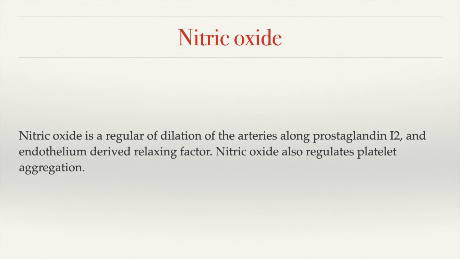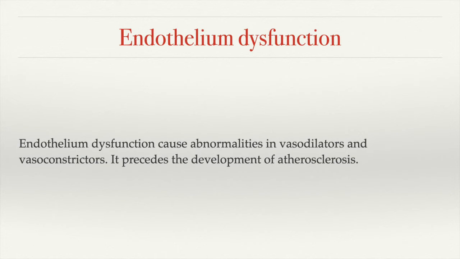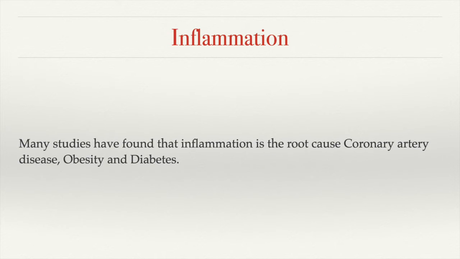Nitric oxide is a regulator of the arteries along with prostaglandin I2 and also endothelial-derived relaxing factor. Nitric oxide also regulates platelet aggregation. Endothelial dysfunction causes abnormalities in vasodilation and vasoconstriction. It precedes the development of atherosclerosis. Inflammation. Many studies have found that inflammation is the root cause of coronary artery disease, obesity, and diabetes.